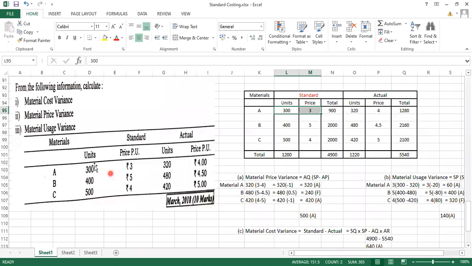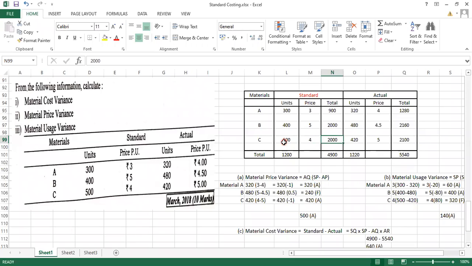Same way, first complete the standard, then go for the actual. For B, 400 units are there at the rate of 5 rupees per unit. So 400 units into 5 gives a total of 2000. Same way do it for C: 500 units and 4 rupees per unit. So 500 into 4 will be 2000 rupees.